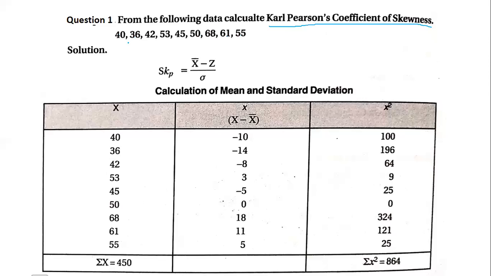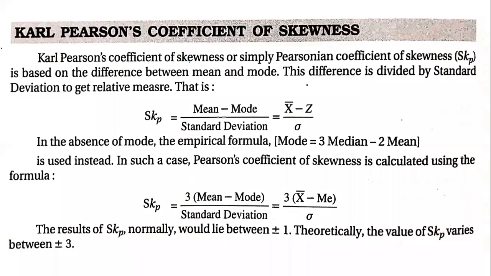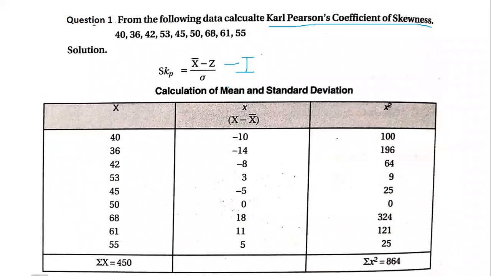First, let us write down the formula, that is mean minus mode divided by standard deviation. Arithmetic mean minus mode divided by standard deviation. This is the first formula. Let us remember this as the first formula and the second formula. Always first write the first formula, and then we will calculate mean and standard deviation, and then we will see the further steps.